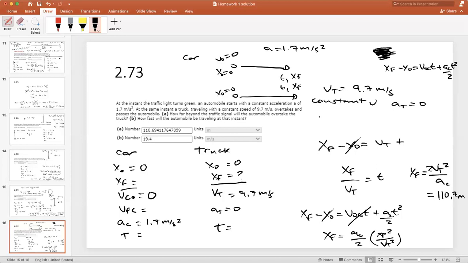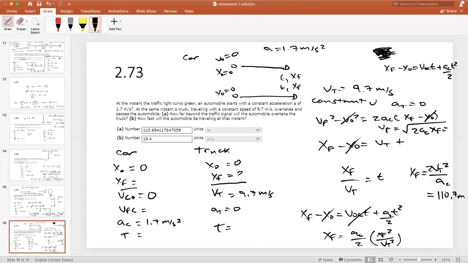V final of the car is given by V final squared minus V initial squared equals 2A of the car times X final minus X initial. Solving this for V final, because it starts from rest, V final is the square root of 2A of the car times X final. That is the square root of 2 times 1.7 times 110.7, and I get 19.4 meters per second, which is the answer they got.